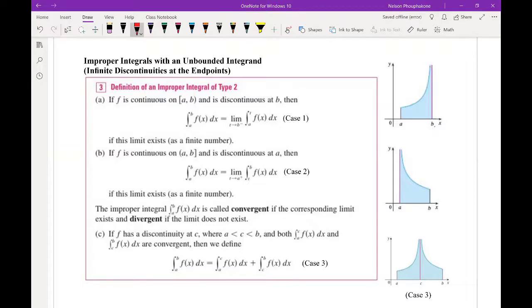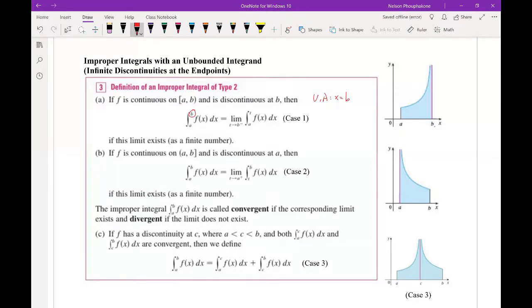Then how do we actually take the integral? Basically, what we need to do is set up the first case, where b is a vertical asymptote. Therefore we could take the limit as t approaches b from the left of the integral from a to t of f of x dx.